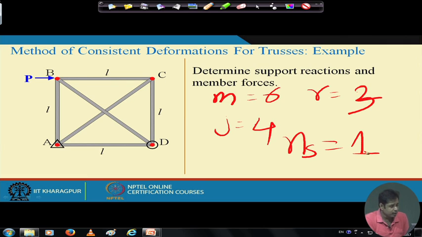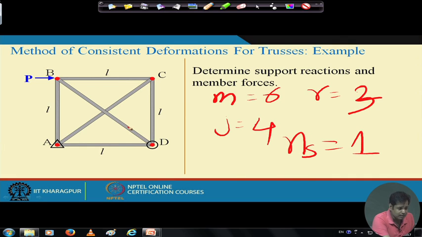Another important thing here is that for this structure we can easily determine the support reactions. We need 3 support reactions: summation of F x, summation of F y and summation of moments at O. These are the equilibrium equations available, and through these equations we can determine the reactions. But the problem arises when you try to find out the member forces.